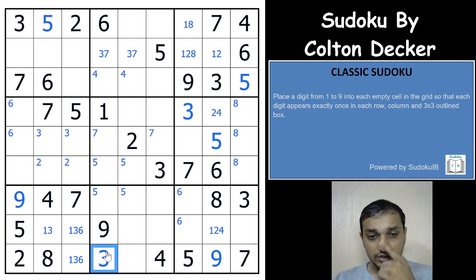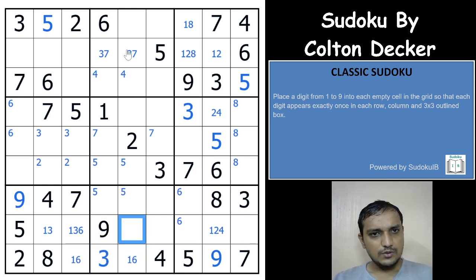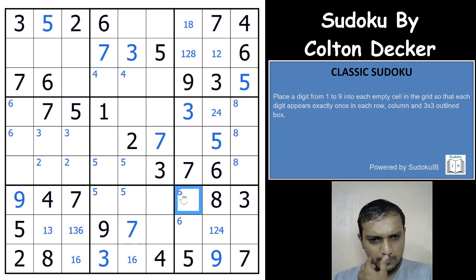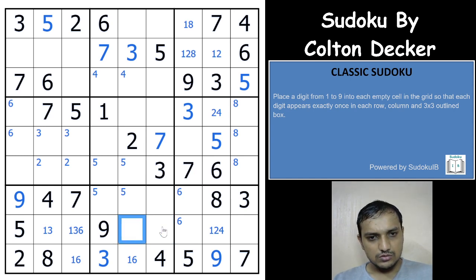This cell is a hidden single here, would have to be a 3, so this is 1 and 6, and that gives you a 7 and a 3 here. That gives you a 7 here, right? And this cell would have to be a 7. Eight, yeah, 8 would have to be here. Sorry, this cell would have to be an 8.